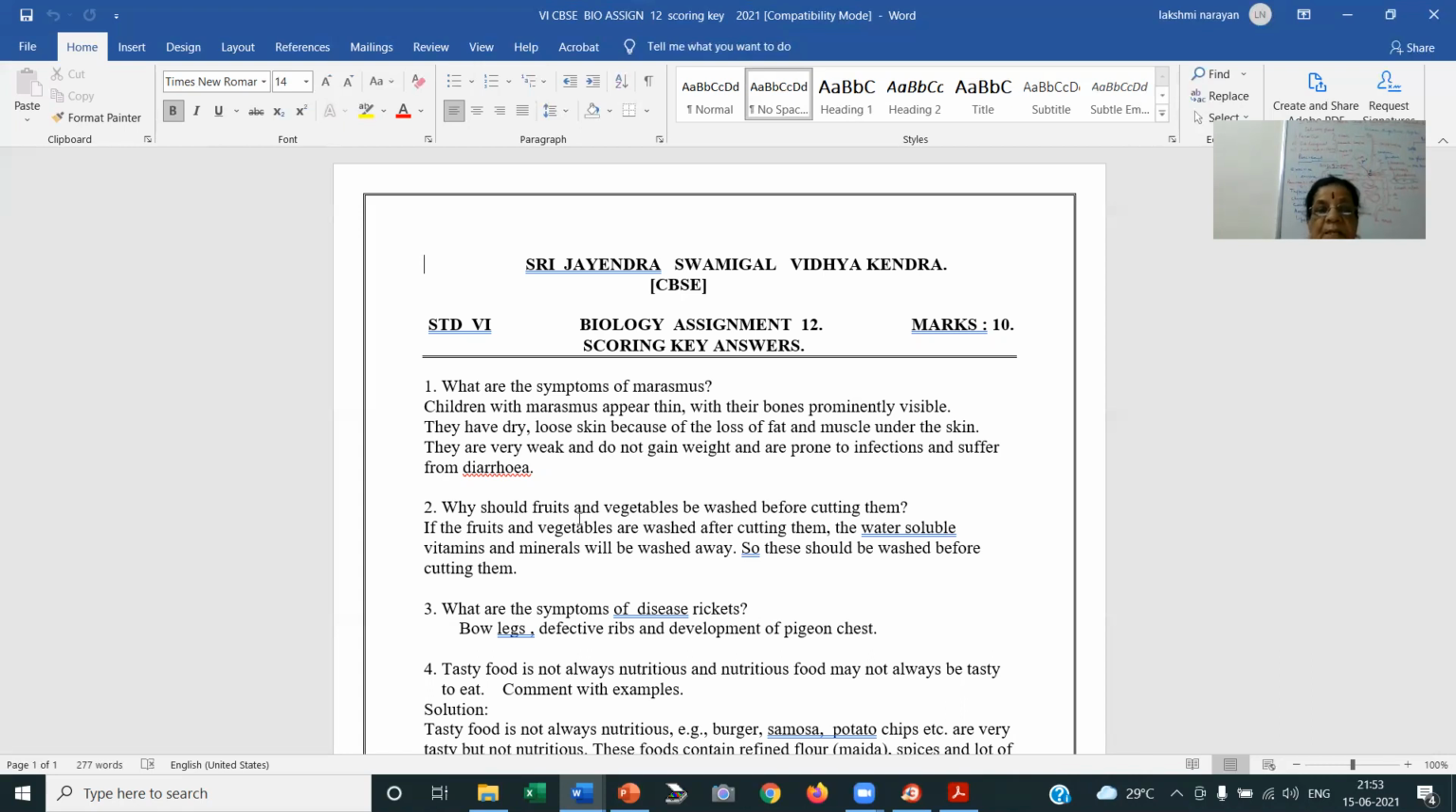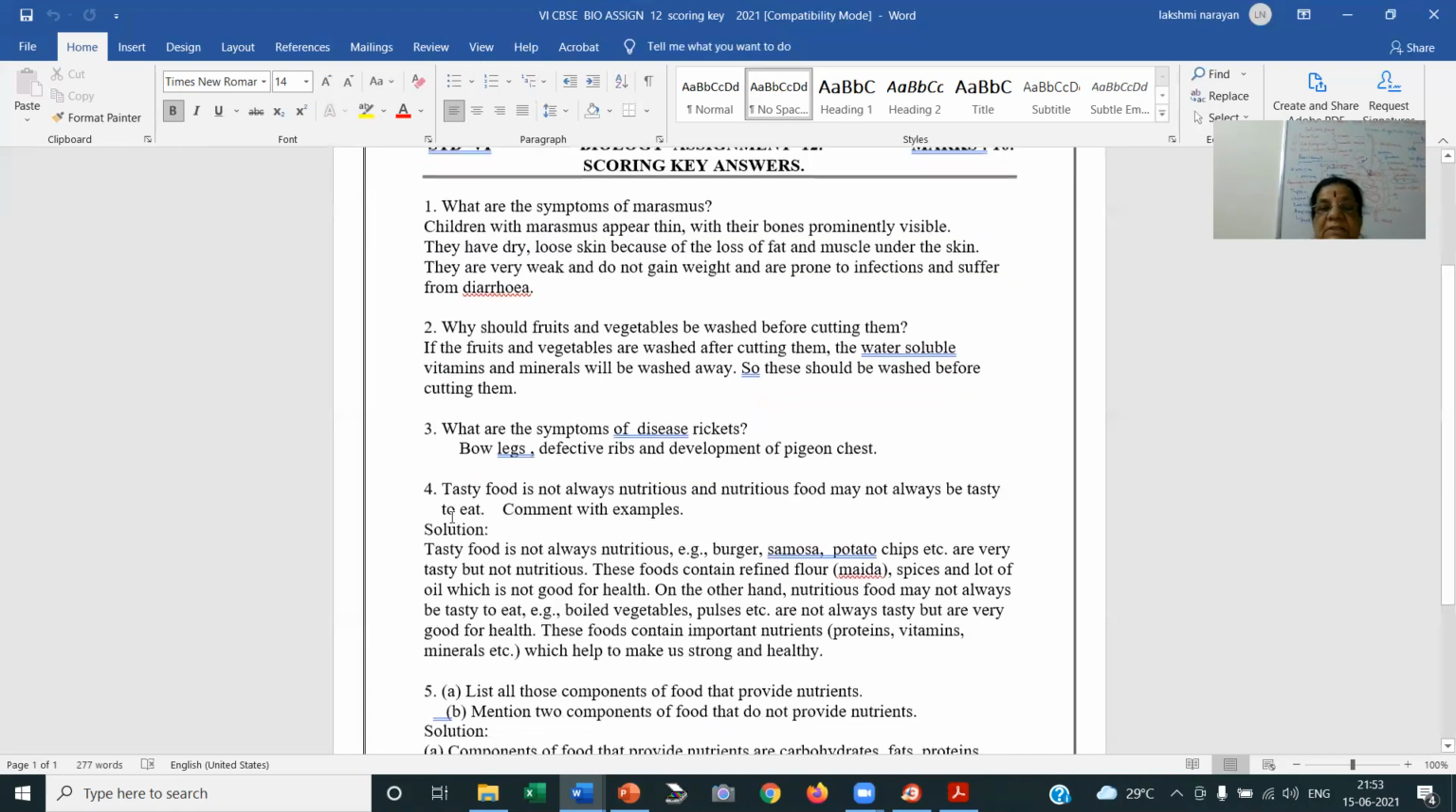Are you clear? Then, what are the symptoms of the disease rickets? Rickets is due to vitamin D deficiency in children. Vitamin D is also known as the sunshine vitamin. The symptoms are bow legs, defective ribs, and development of pigeon chest.